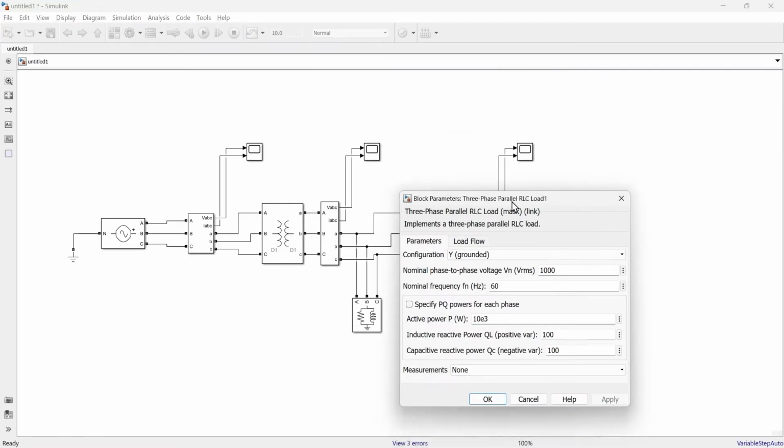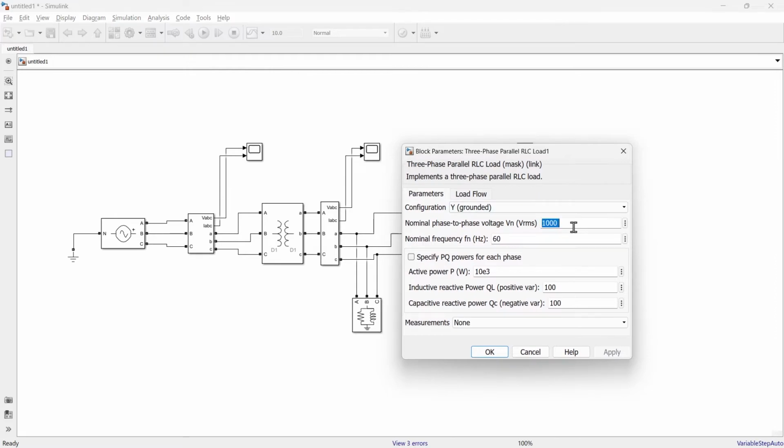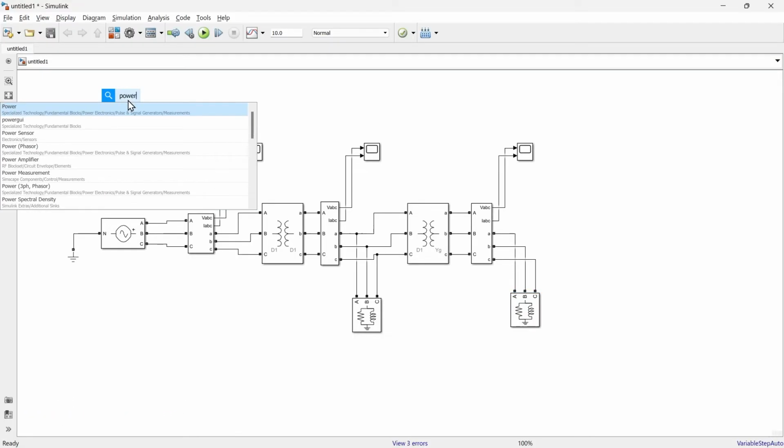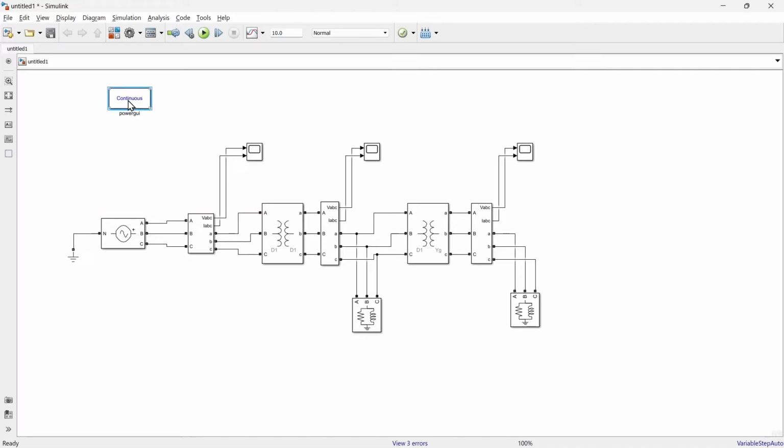Now this load's parameters: 415 volts is the RMS voltage, 50 hertz frequency. Let's say it draws 20 kilowatt with 300 VAR inductive and zero capacitive. Okay. We have added this powergui block and now just simply run it for 2 seconds.